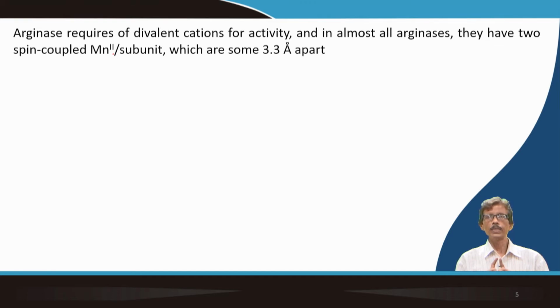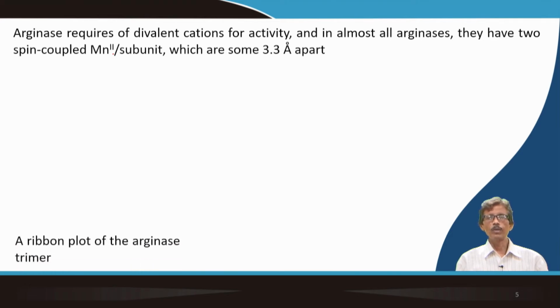Because the spin coupling is important, that also tells us how far these manganese centers are sitting. If they are close by or nearby, say at 3.3 angstrom distance, then you will have the corresponding interactions between the magnetic orbitals, that means the orbitals which are carrying the unpaired spin density.